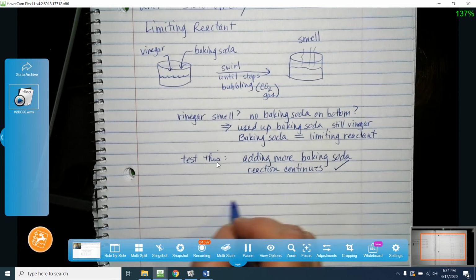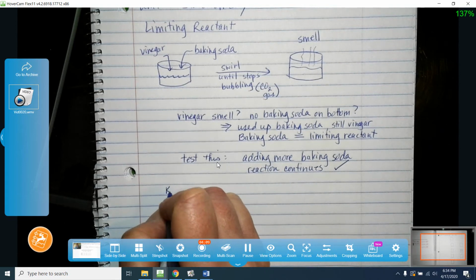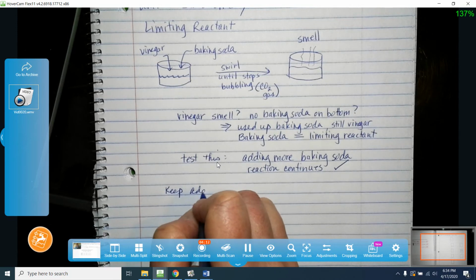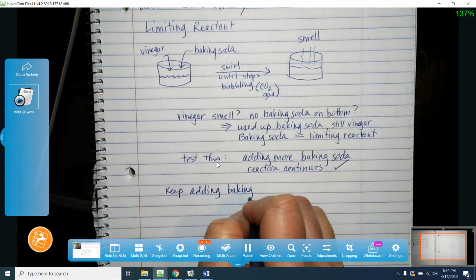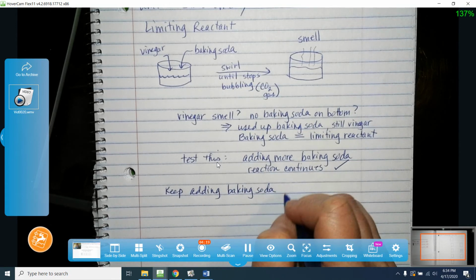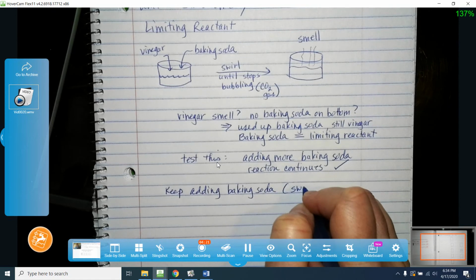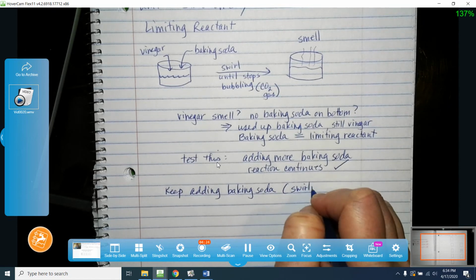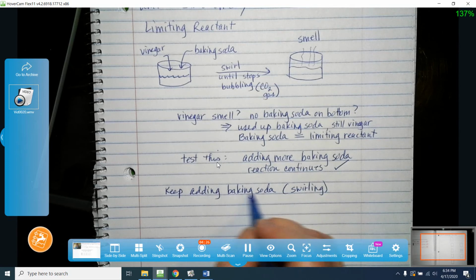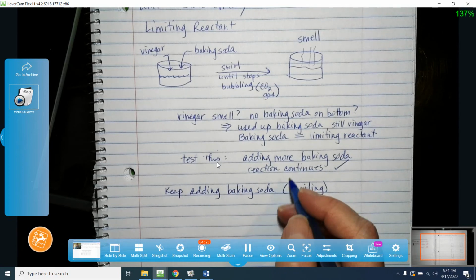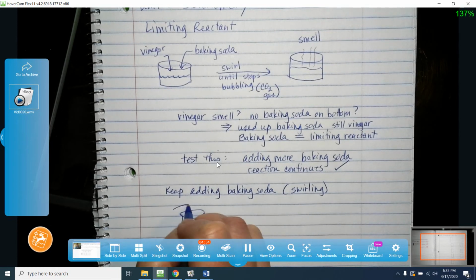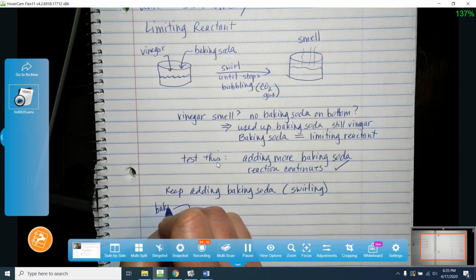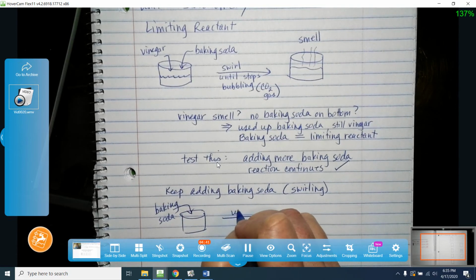But there's this part 2 to this. So what I want you to do after this is you're going to keep adding baking soda. Okay, and it's real important that you keep swirling it, okay? Keep swirling it to make sure that all the baking soda is reacting with the vinegar. Okay, so you're going to add baking soda until no more bubbles.